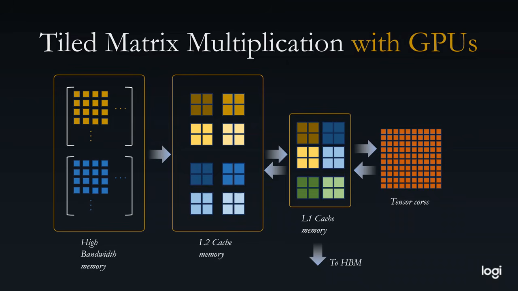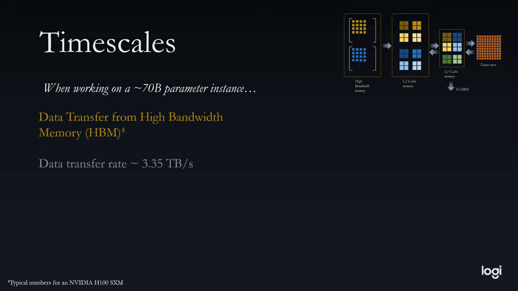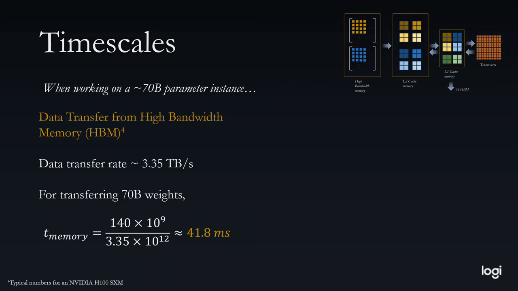Of course, this is a toy model. Do take it with a pinch of salt. But this is good enough to get an essence of timescales. So say you're working on a 70 billion parameter instance of an LLM, right? The data transfer from a high bandwidth memory is of the order of 3.35 terabits per second, and these are the NVIDIA H100 SXM numbers. So if you want to transfer 70 billion weights in one shot, if we can do that, that would take about 41.8 milliseconds.